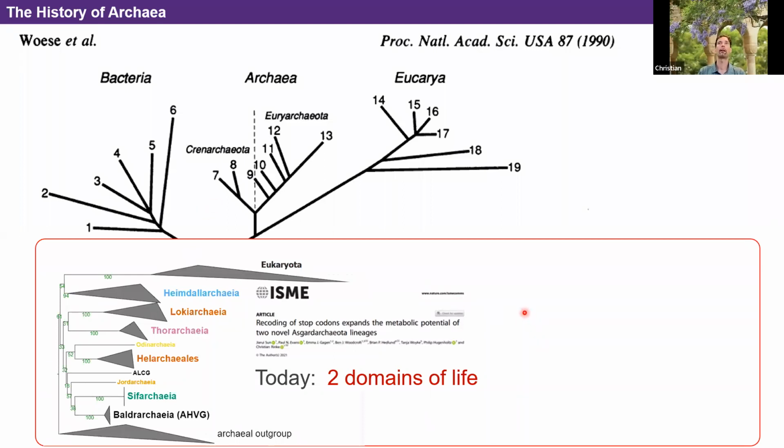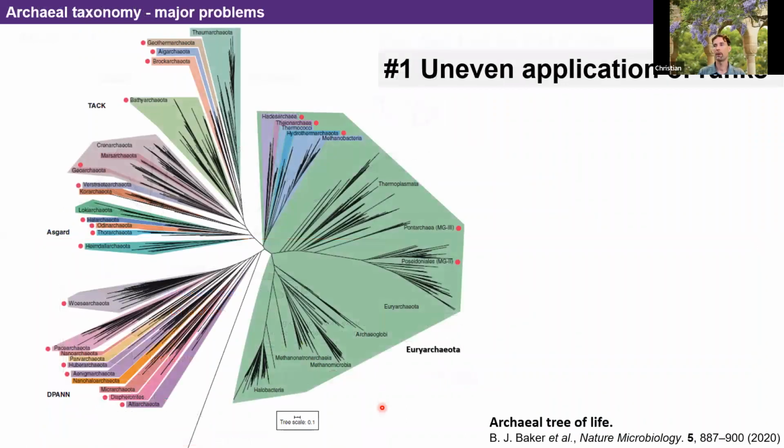Okay, but yes, focusing on the archaea here. Now, what are the problems in the archaeal taxonomy? First of all, there is a very uneven application of ranks. That might not surprise you, right? There's a paper from 2020, a review in Nature Microbiology, that highlights that very well. You can see all those lineages here in different colors have been proposed as phyla over the years. You can see already what the big issue is, right? About half of the diversity has been proposed as a single phylum, the Euryarchaeota.